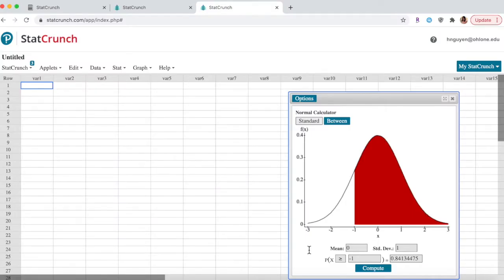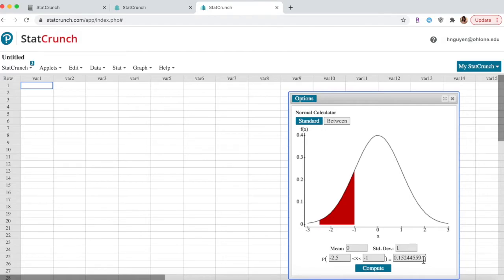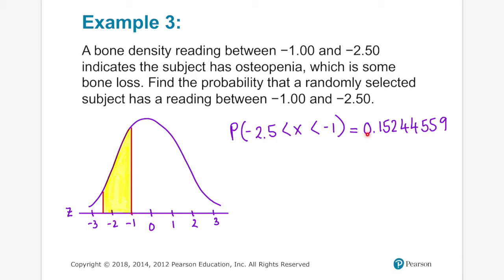In this example, I want to find the probability in between. So up here, I'm going to click on this bar right here, say between. Mean is still 0, standard deviation is still 1. I want my lower end to be -2.5 and my upper end is -1. And this is my probability. My answer is 0.152445559. And I'm going to round it to 3 significant figures, which is 0.152.